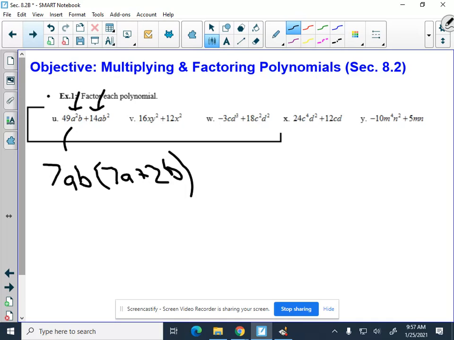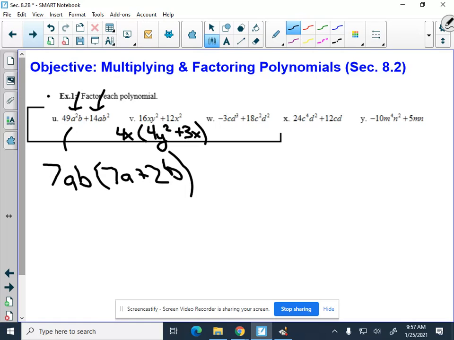All right, V. 4 is the biggest we can bring out, and we can only bring out 1x. 4 times 4 is 16, with a y squared. If you multiply that, you will have 16, 1x, and 2 y's. 4 times 3 with an x will get us 12x squared.